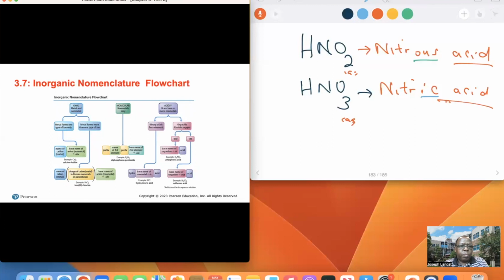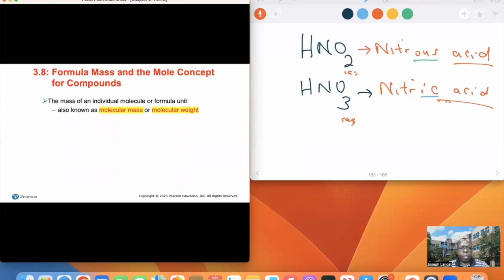3.7, this is just a summary of naming inorganic compounds. Inorganic compounds are those compounds derived from metals, as opposed to organic compounds, which we look at in section 3.11. There are whole courses for compounds that are derived from the element carbon and hydrogen, and so forth. We call those organic compounds.